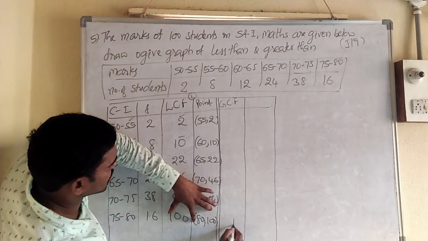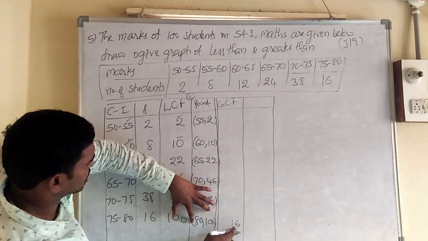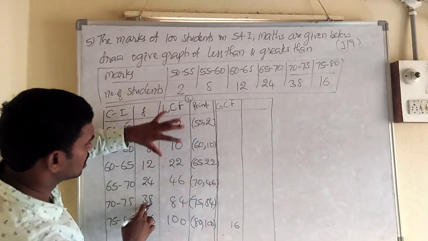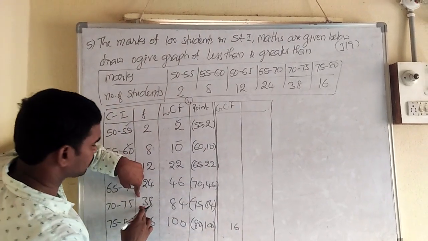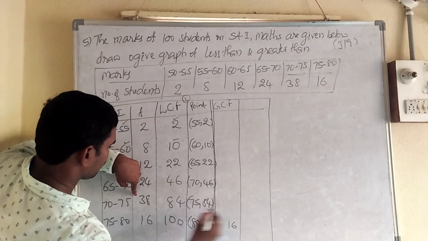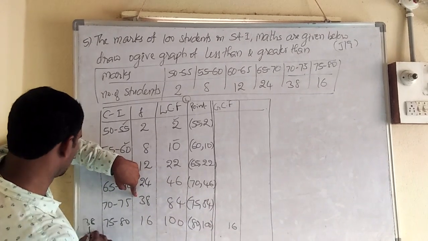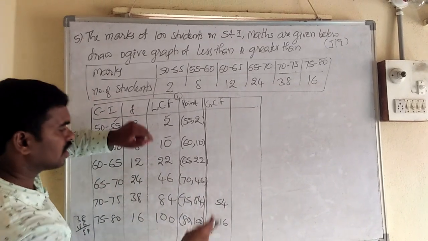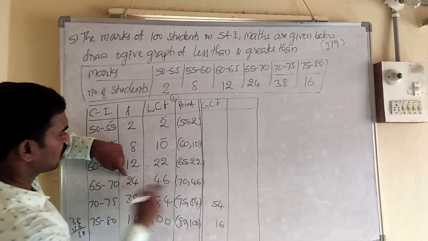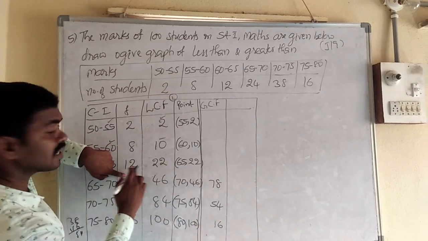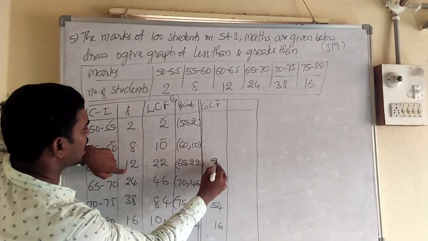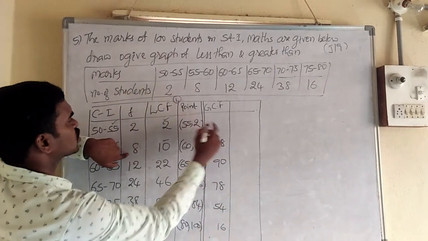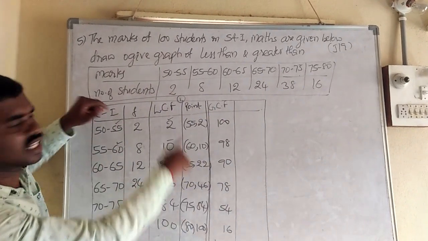16. Okay, write 16. Next, 16 plus 38. You just forget these two lines. 16 plus 38, how much? 54. Okay. 54 plus 24, how much? 78. 78 plus 12, how much? 90. Okay, good. 90 plus 8, 98. 98 plus 2, 100. Okay? Greater than also got it.